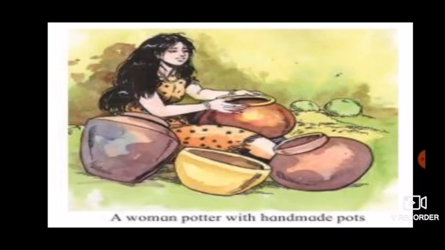It is believed that in the New Stone Age, women made earthen pots and other earthen objects by hand. Okay, everything they used to make by hand. As you can see in the picture, the woman is making a pot by using her hand.